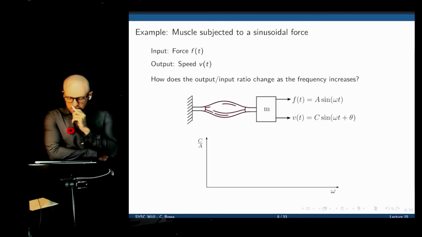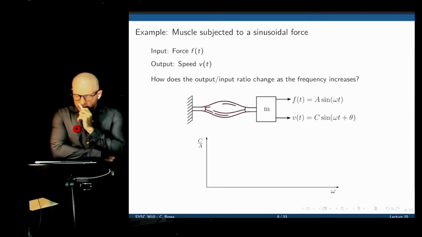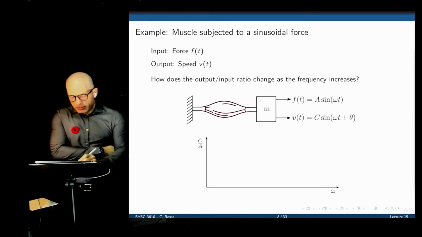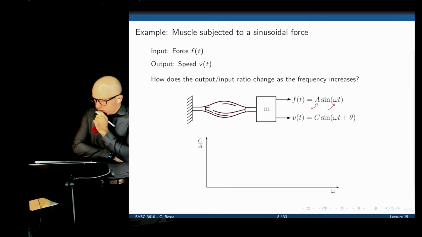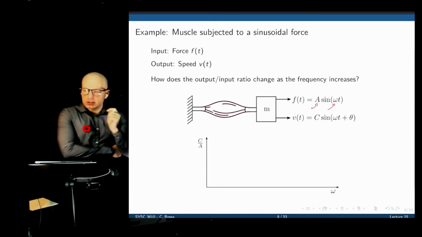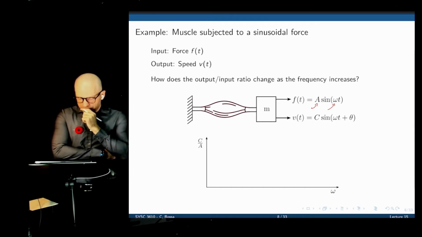Let's give an example of what we can see exactly in a Bode plot. Let's consider this example here, where we have a muscle that is subjected to a sinusoidal input force. This sinusoidal input force has a magnitude of A and a frequency that will change over time. What would be the ratio between the input and output if we plot this ratio over a range of frequencies?